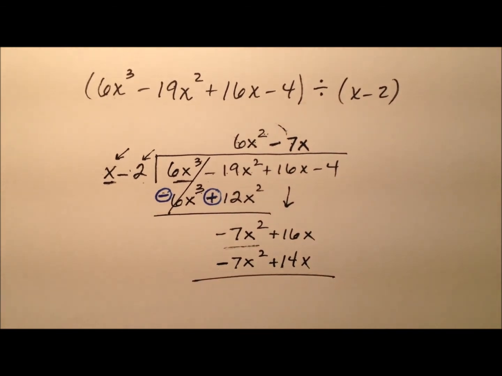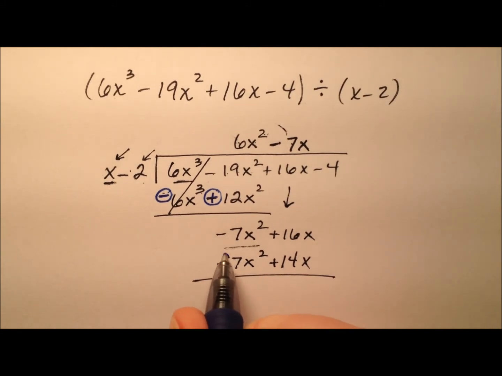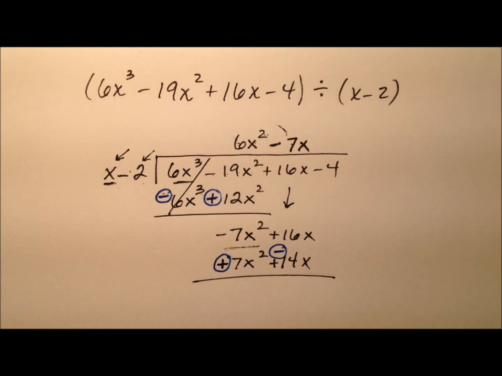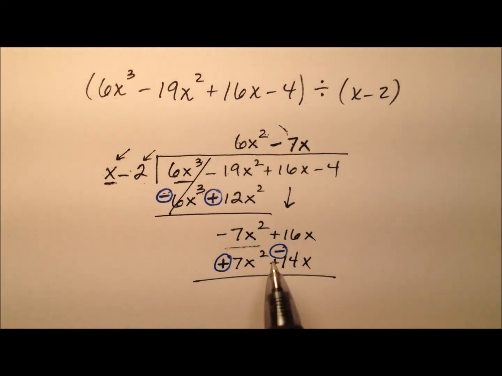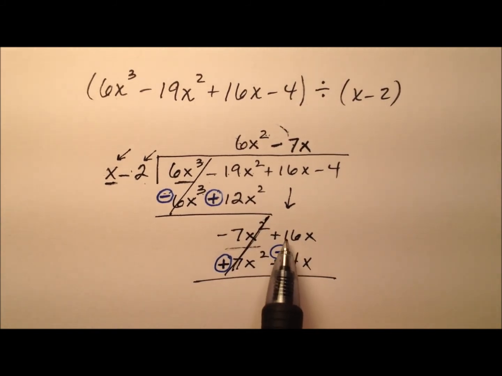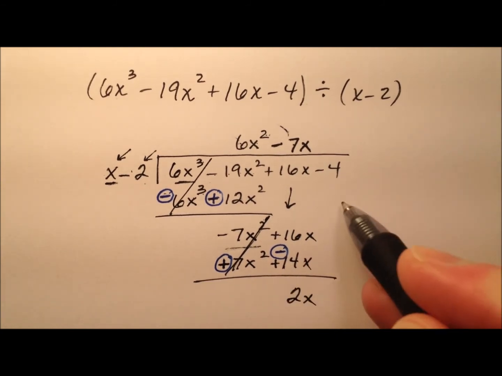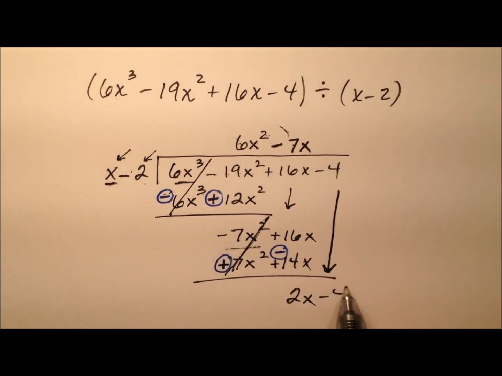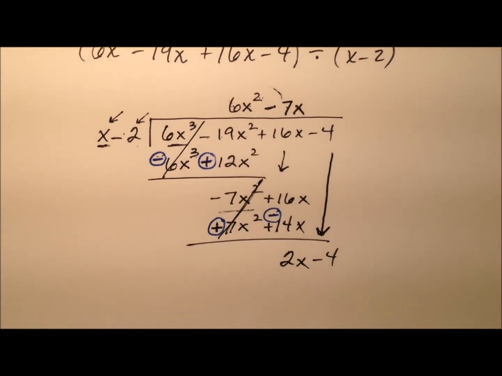Okay, and there's my little line. And since we're subtracting, what I'm going to do again, I'm going to change the signs and add. Okay, well the negative 7x squared and the positive 7x squared cancel. Once again, that's by design. We need it to happen that way. So then we have 16x minus 14x, that's 2x. And then this negative 4 is going to go ahead and drop down.